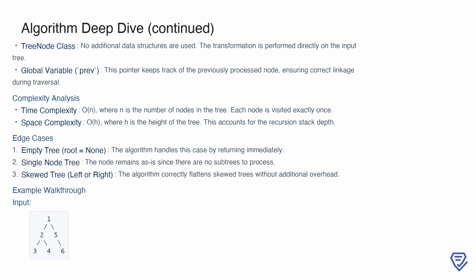For example, if the tree is empty, the algorithm simply exits without performing any operations. For a single node tree, no pointers need to be adjusted, so the node remains unchanged. Even for highly skewed trees, whether left-leaning or right-leaning, the algorithm operates seamlessly, flattening the structure without any additional overhead. Let's consider an example to better understand the transformation process.